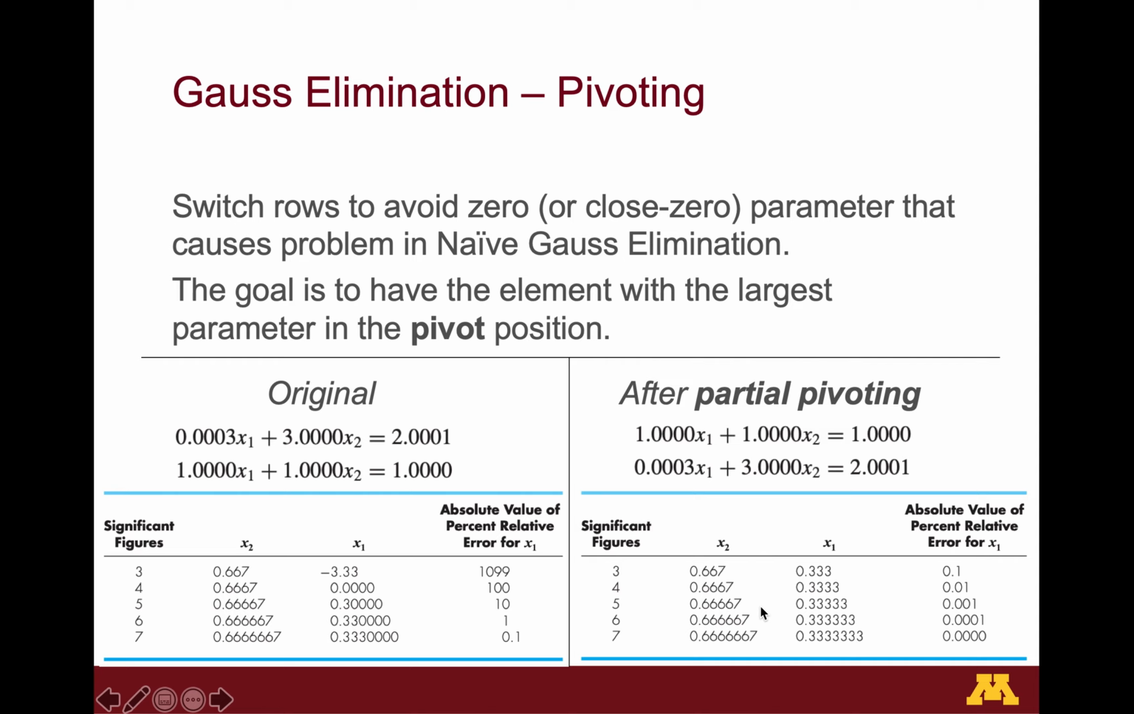As a comparison, if we do partial pivoting, which is to switch the order of the two equations, with only 3 significant figures, the absolute value of percent relative error for x1 is already the same as using the original equation set and 7 significant figures.